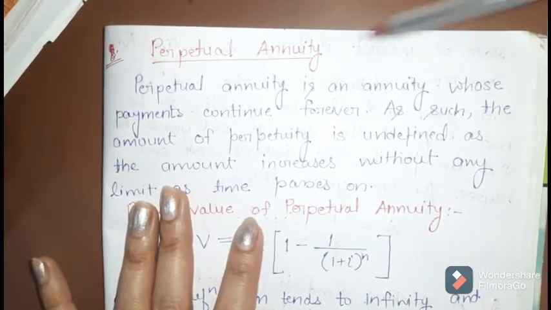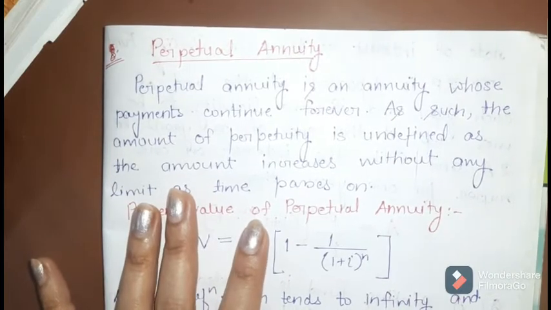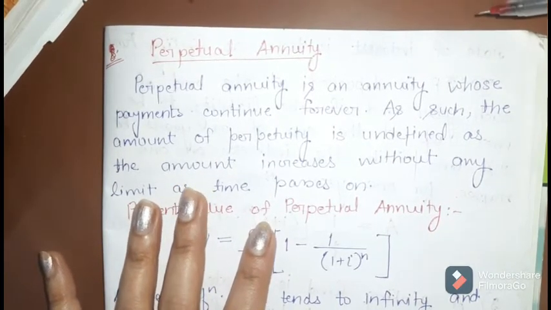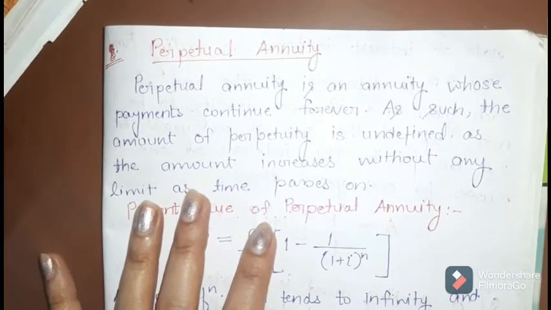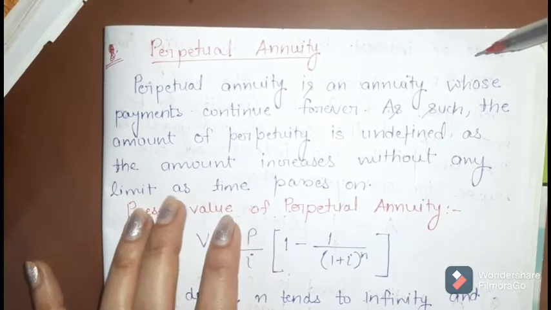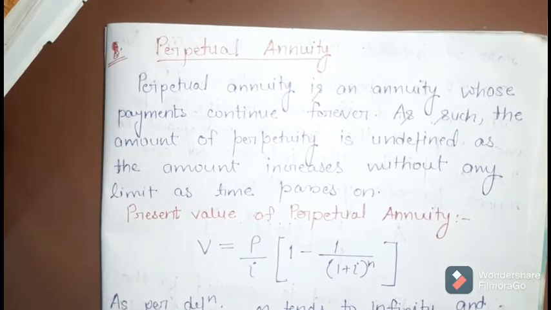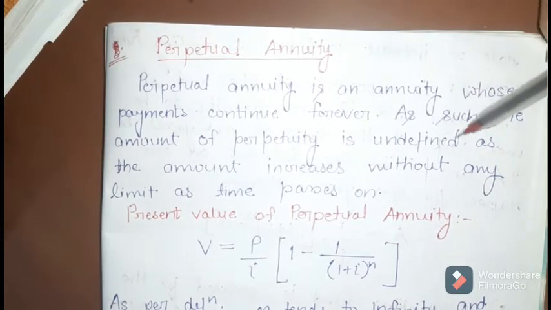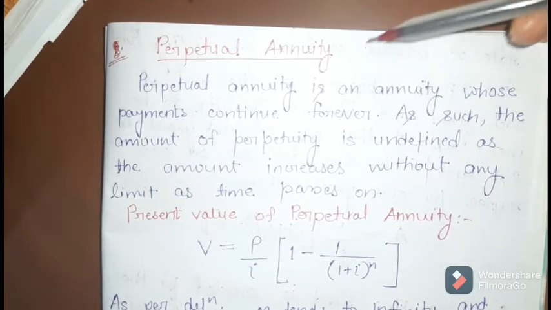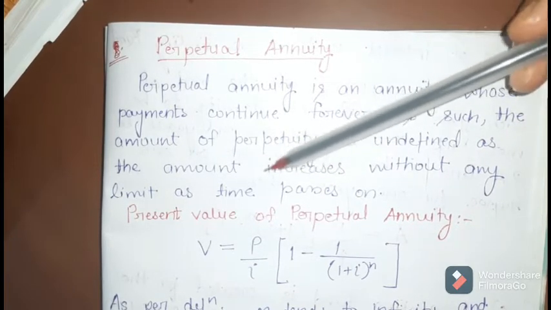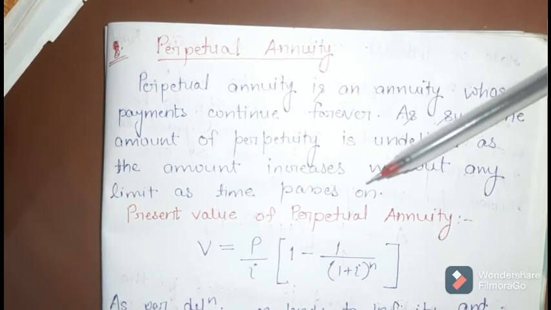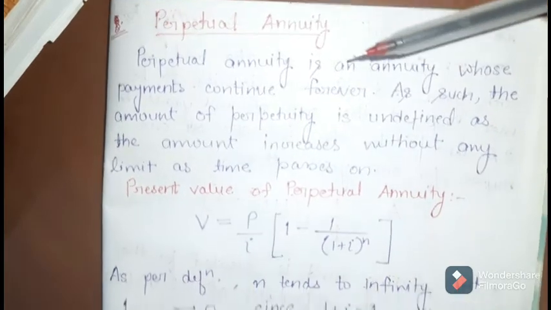Why is it undefined? Because as the time passes on, the time is unlimited. Therefore the amount cannot be defined for a particular period. As the amount increases without any limit as time passes on, as your time increases, the amount also goes on increasing. Therefore we said the amount is undefined. Here in perpetual annuity, we define the present value of perpetual annuity. At present, what is the value of the annuity, we can find out.